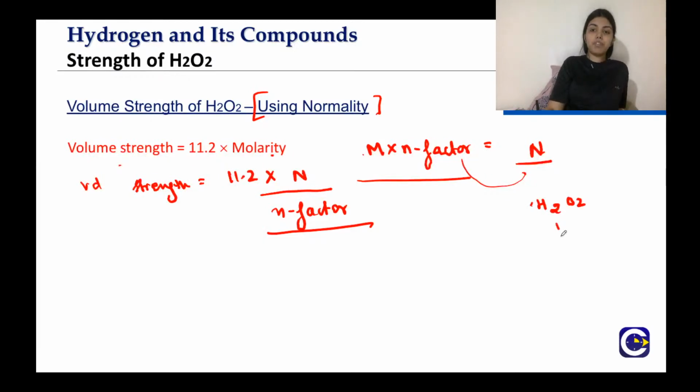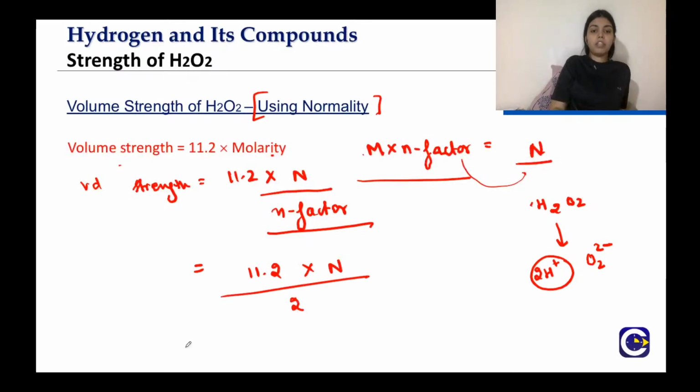H2O2 is made up of 2 types of ions, one cation and one anion. So it will be 2H plus and O2 2 minus, if you consider it as an ionic salt, right? So here the n factor will be what? 2. N factor of peroxide will be 2. So this will be 11.2 into normality divided by 2. That will give you what? 5.6 into normality. So volume strength can also be written as 5.6 into normality or 11.2 into molarity.